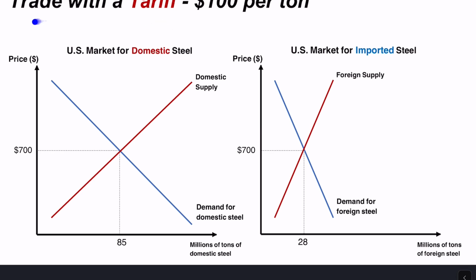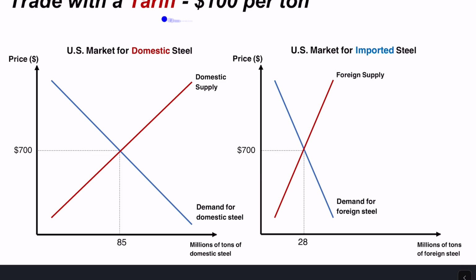We will model a tariff on foreign imports of steel to the United States of roughly $100 per ton. And so we're going to start with our supply and demand for U.S. and imported steel, just like we had in the previous video. There's no tariff on this yet. And so we have demand for domestically produced steel, demand for foreign produced steel, domestic supply of steel, and foreign supply of steel. This is an equilibrium where the equilibrium price is $700 for both types of steel, and we have those same numbers of 85 and 28 in terms of those quantities, like we did in the previous graph. So there's no tariffs now.